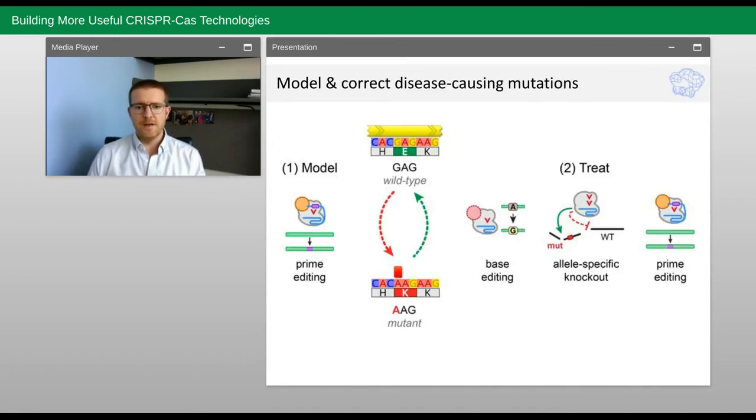Okay, so some of these expanded PAM variants paired with things like prime editors and base editors allow us to more rapidly iterate through this approach of modeling and correcting disease-causing mutations. We use prime editors predominantly now to make the disease models, and then we explore many different ways to think about remediating disease sequences like base editing, allele-specific knockout, and prime editing, all leveraging some of these new PAM variants.